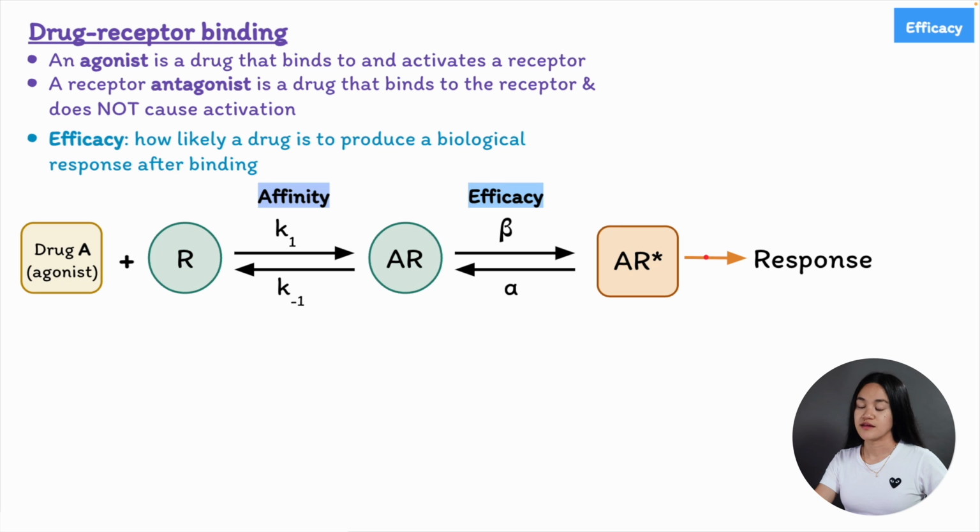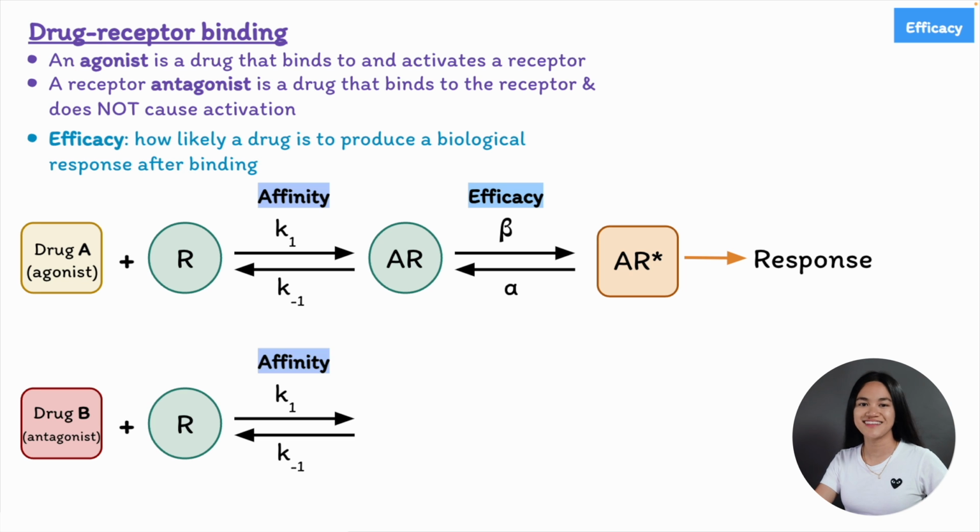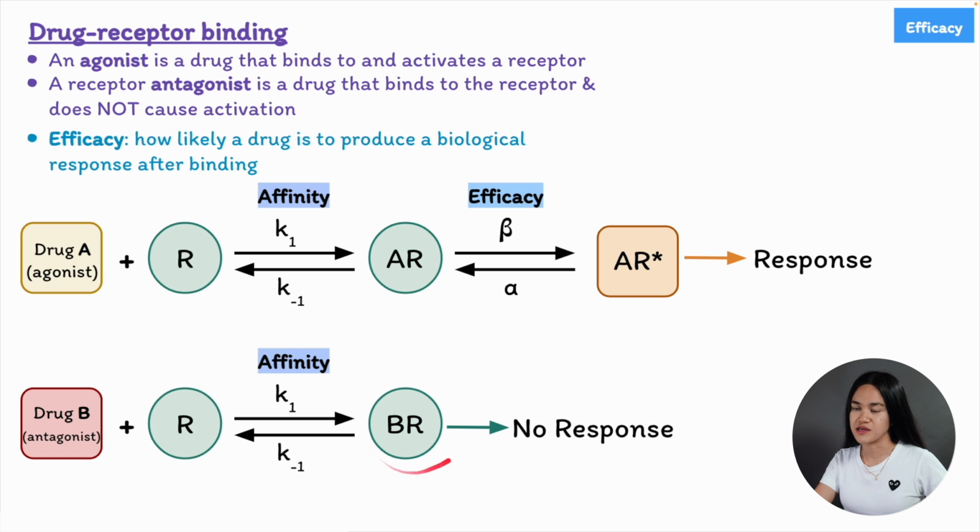Now, looking at an antagonist drug, let's call it drug B, it can bind to the receptor, but it doesn't activate it. This means that drug B, as an antagonist, forms a drug-receptor complex BR, and this is influenced by the affinity of drug B for its receptor. So antagonist drugs will still have affinity for the receptors, meaning they can still bind to them. However, antagonist drugs have zero efficacy as they are incapable of activating the receptor once bound.